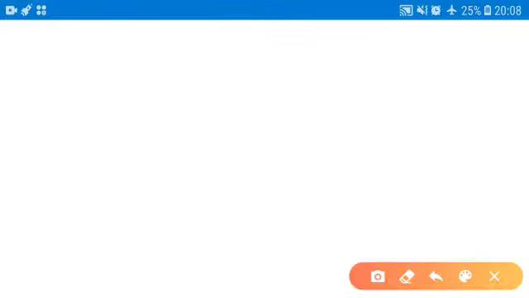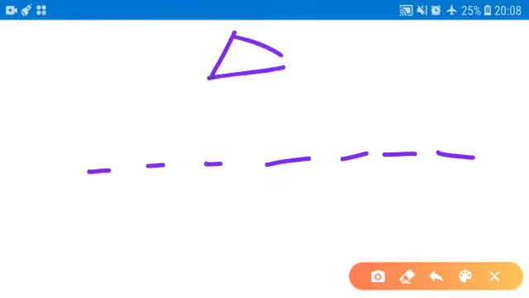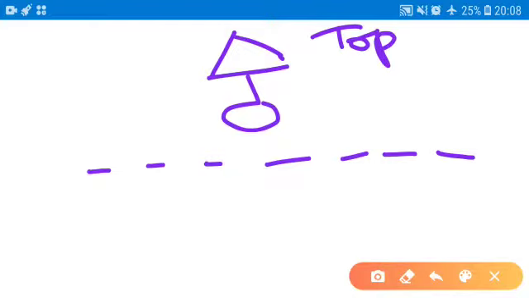Okay, so understood. Now learning about the water image. So let us see, this is the water level. If I make an object like this, this is a triangle and this is a circle. This is the top part, and this is the bottom part.